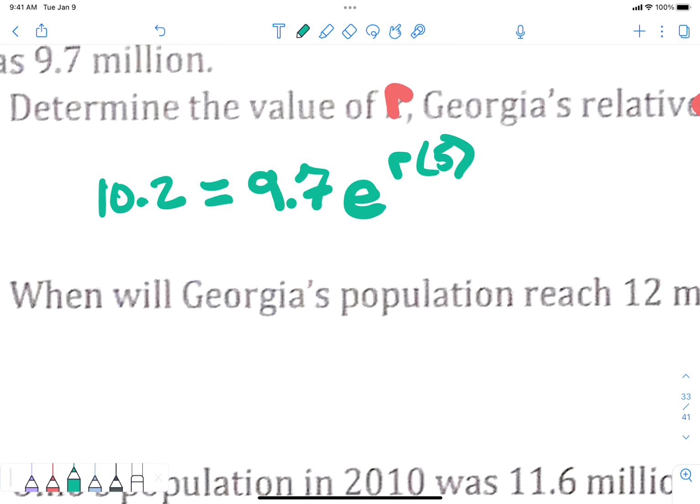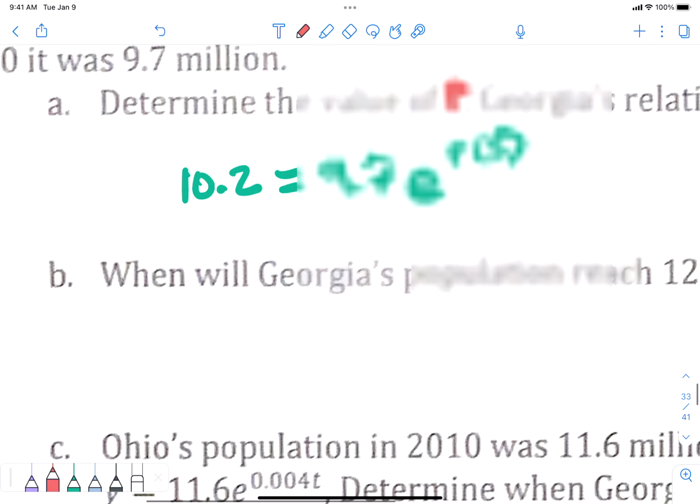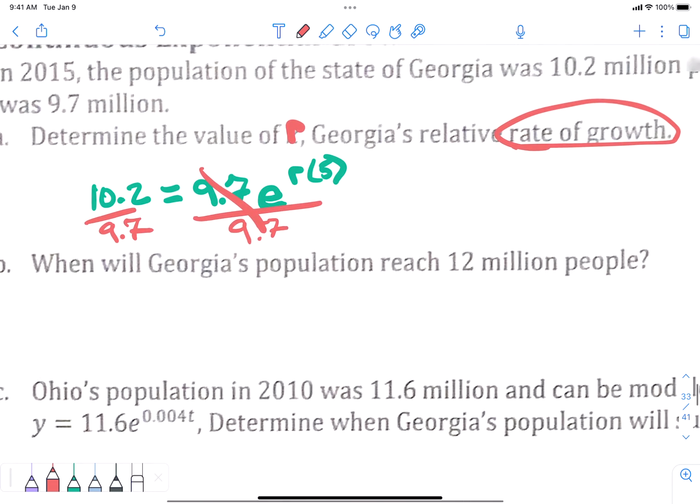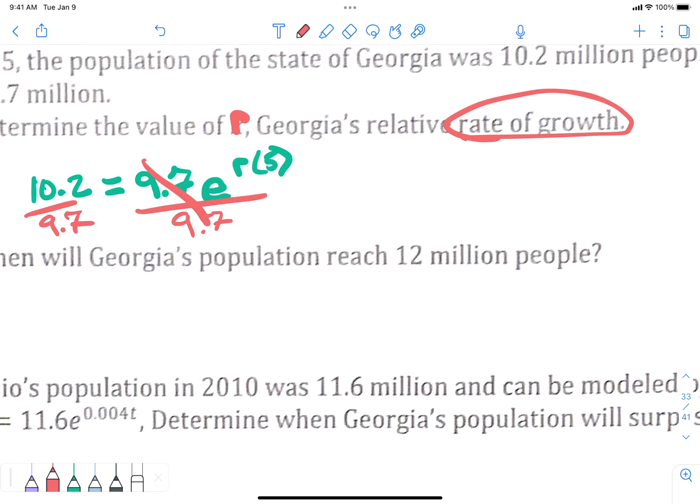Now we have to solve this. R is up in the top, so we've got to figure out how to get him down. What would you like to do first? We've got to undo this stuff. Not ln yet. Divide by 9.7. You always divide that first number off, just FYI. If there's a number there, you get rid of it. 10.2 divided by 9.7. Tell me what that is. 1.05. Okay, we'll go 1.051.